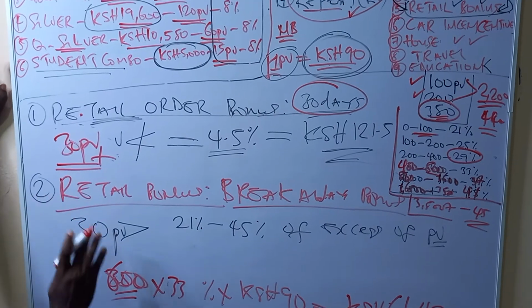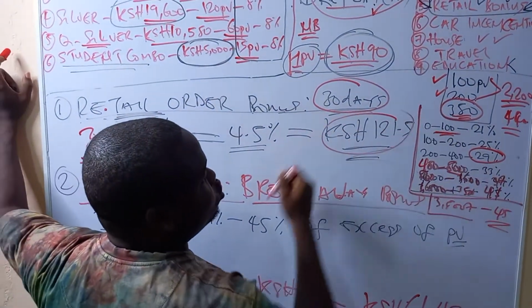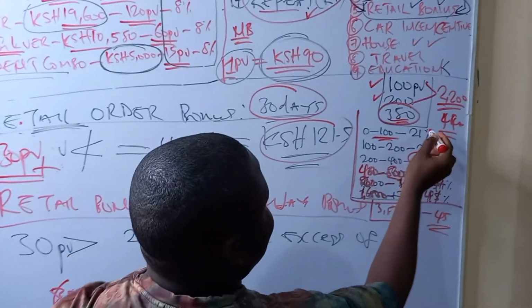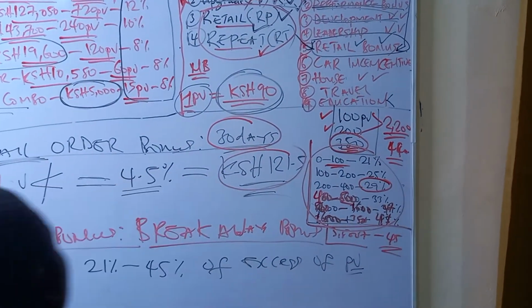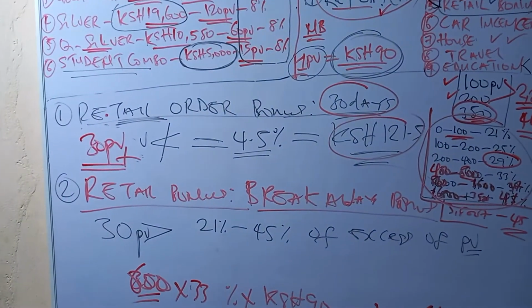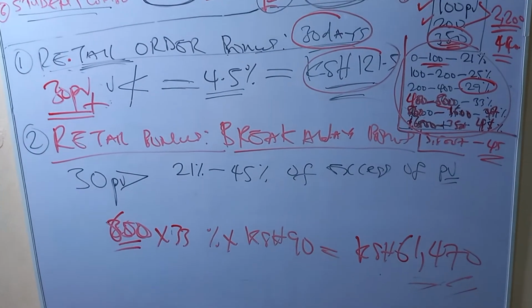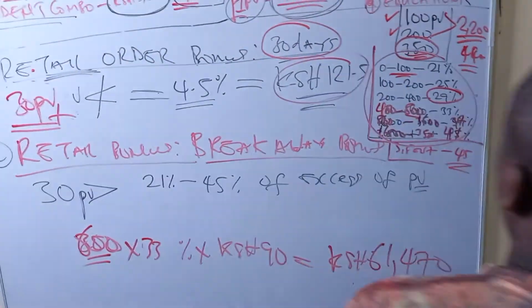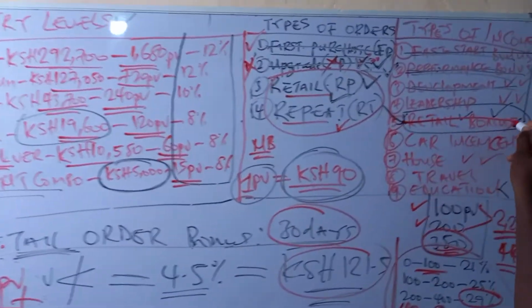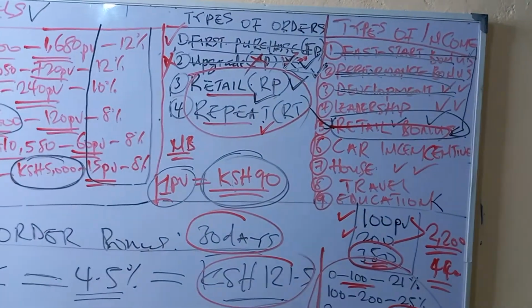If you do only 30 PVs, you earn only this. If you do plus the excess, you get the excess based on this. So please, I hope you do understand this. Okay? Now let's look at something else. So we've also looked at the retail order. Now let's look at the incentives.